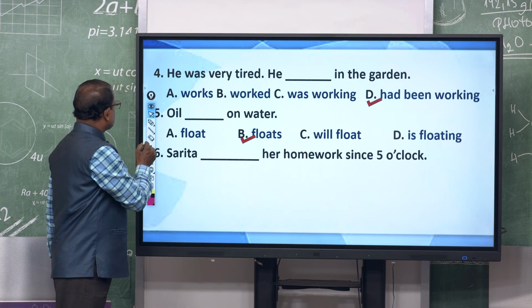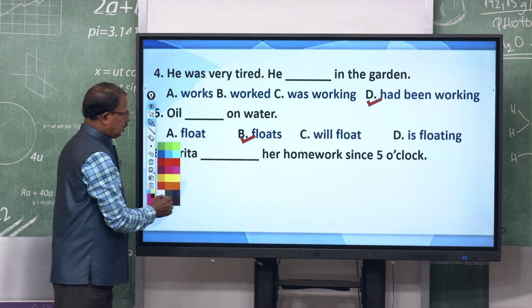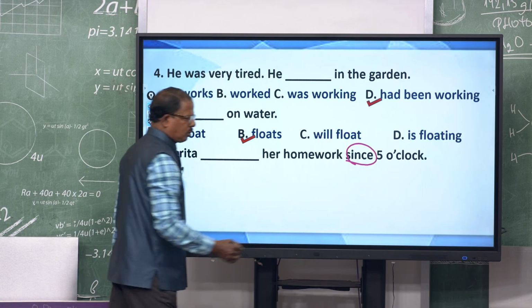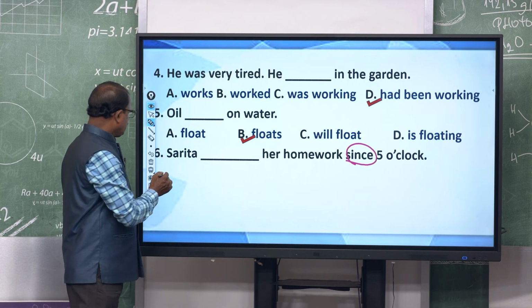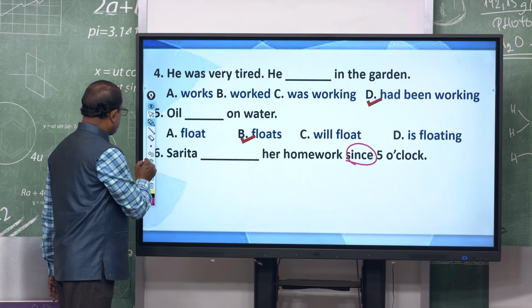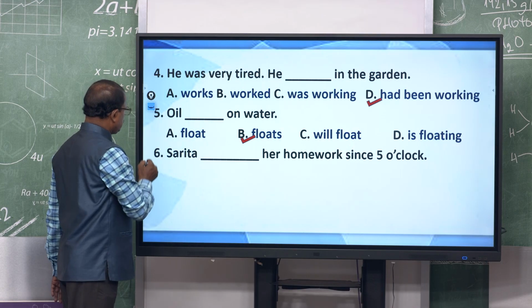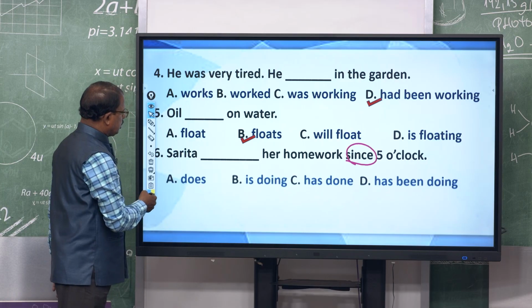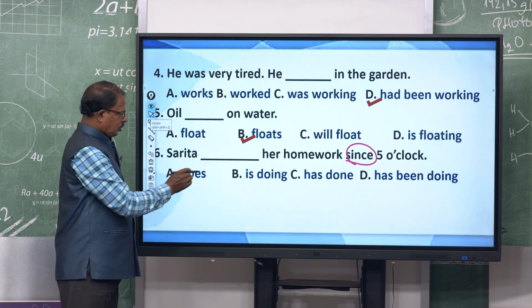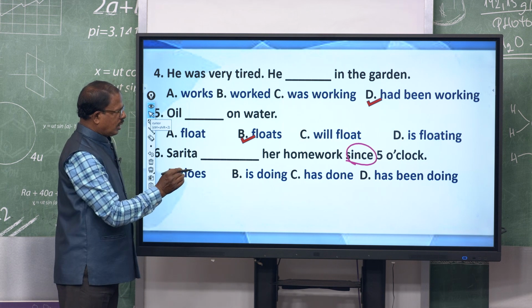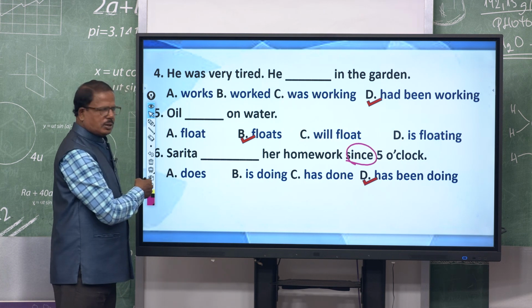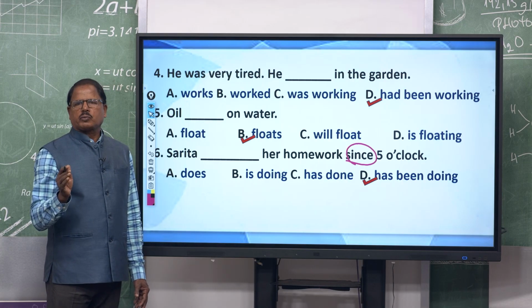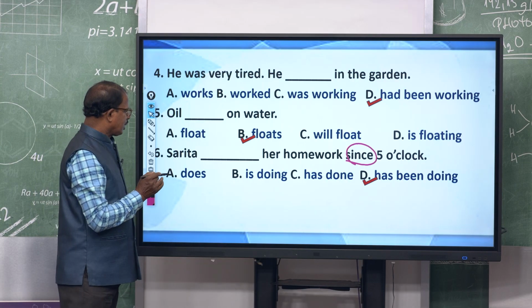So, you just see, you can get one question like this. Sarita dash our homework since 5 o'clock, right. When there is since or for, since means from 5 o'clock, for means for a duration, then it is better to use the present perfect. Let us see the options: Sarita does, Sarita is doing, Sarita has done, Sarita has been doing, and the correct answer is has been doing, right. So, present perfect form has been doing is the correct answer.